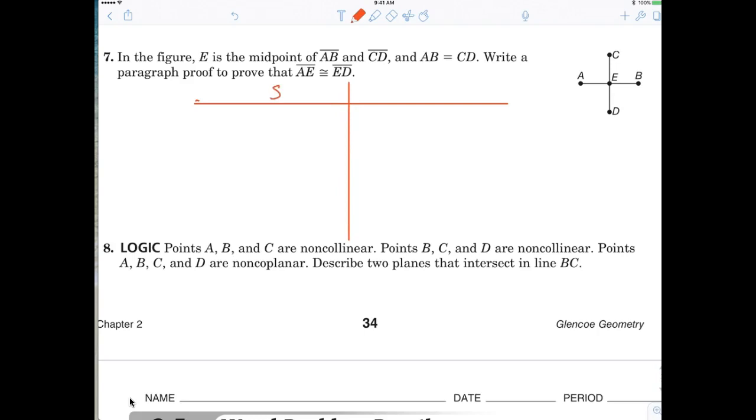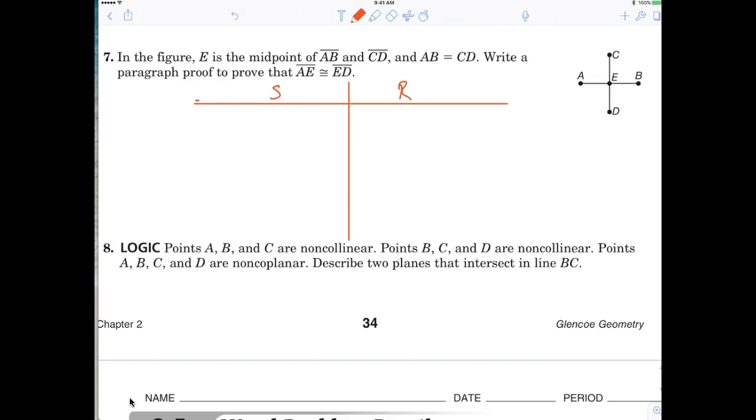We have statements and we have reasons. All right. E is the midpoint of AB and CD. Now, if E is the midpoint of AB and CD, does that mean that all 4 of those are automatically congruent? No. Very good, guys. That doesn't mean that, because one could be 10 units long and one could be 2 units long. So we don't know that. Everybody hear me on that, right?